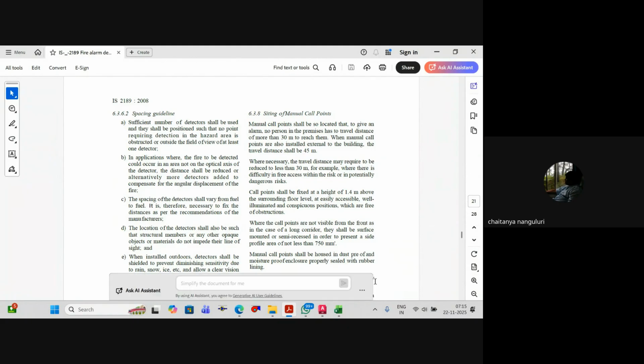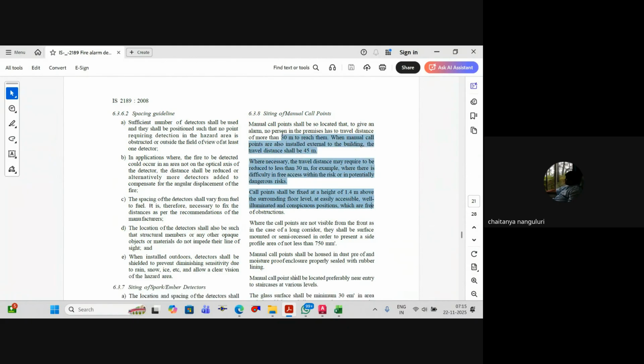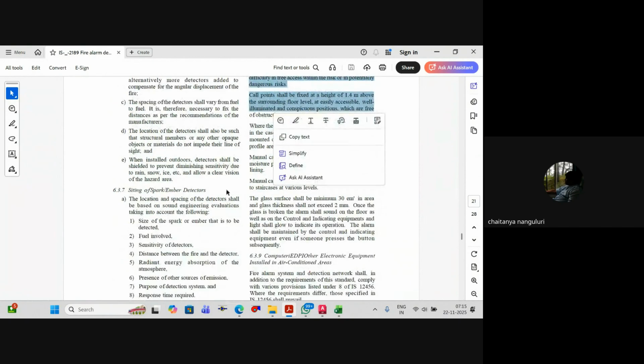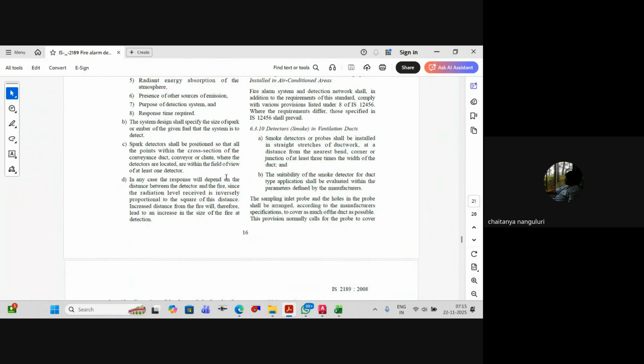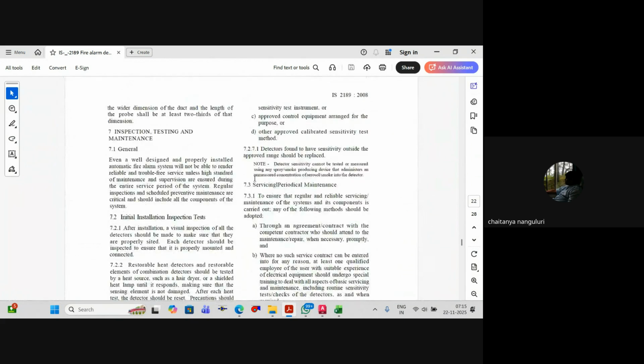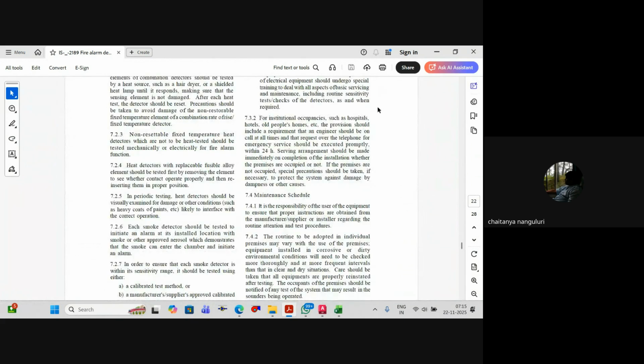These are the main things that you have on your MCP. Nothing else is required for us from a design point of view. Clear? Rest all is manufacturer spec anyway. So this is your MCP, and the last one is the hooter.